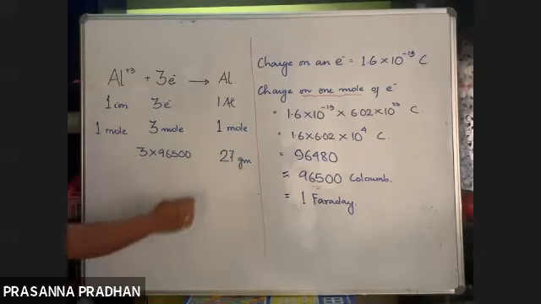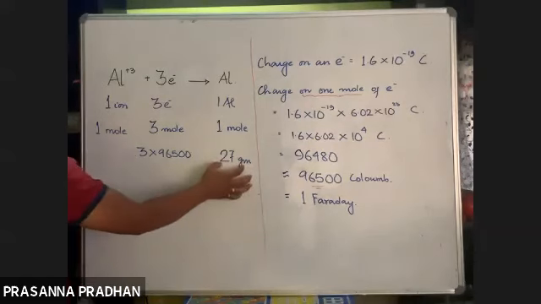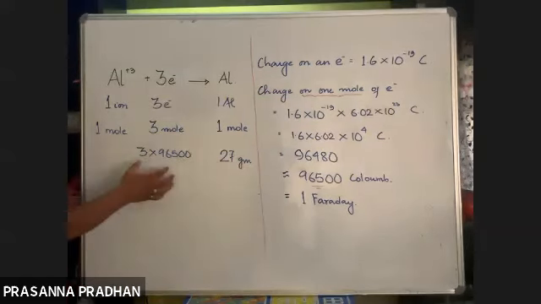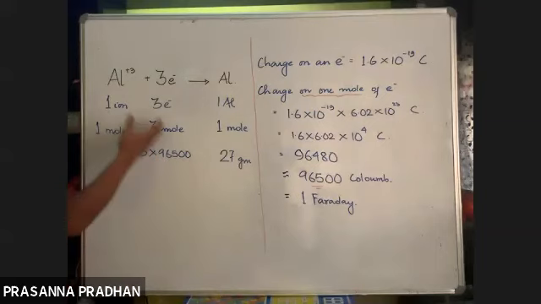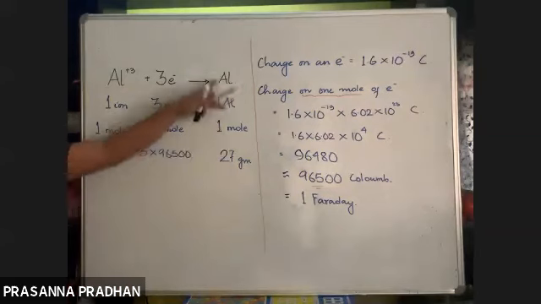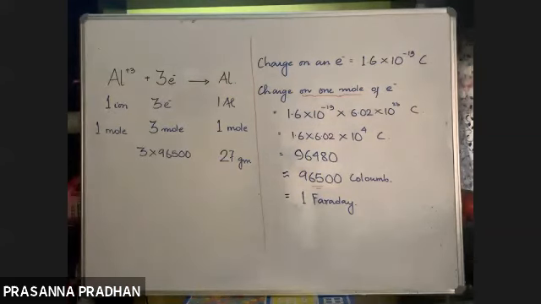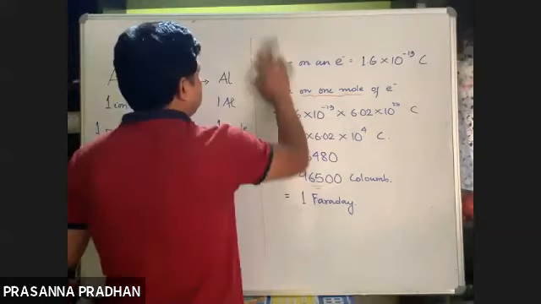We can calculate the amount of a substance deposited or liberated on passing some coulombs of charge. So here we see that on passing this charge, 27 grams of aluminium is going to get deposited. Okay, I'm going to give you one more example.